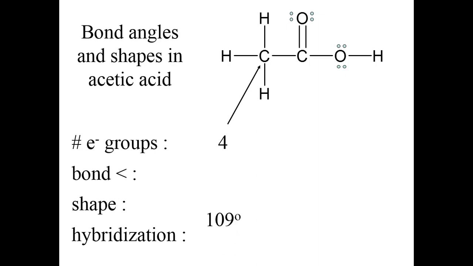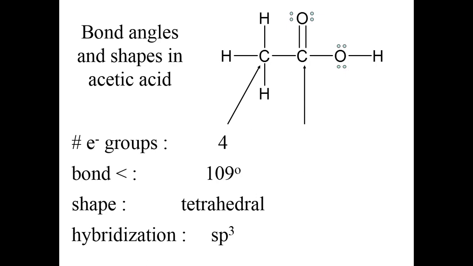4 groups have a 109-degree bond angle. Since all 4 groups go to atoms, the shape at this carbon would be tetrahedral. An atom with 4 groups would have sp3 hybridization. This is much like our prototype molecule CH4, except one of the hydrogens has been replaced by a carbon.